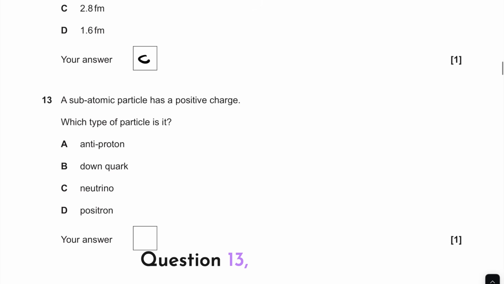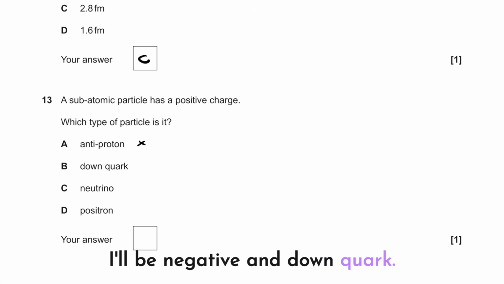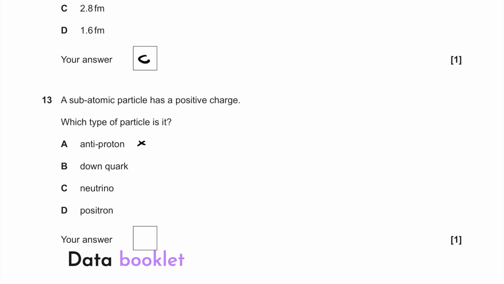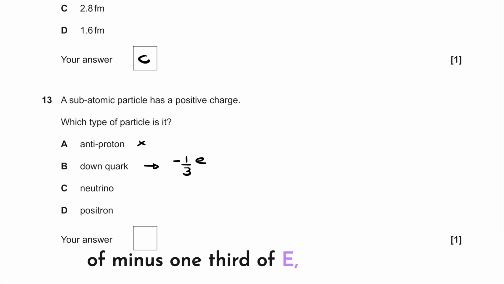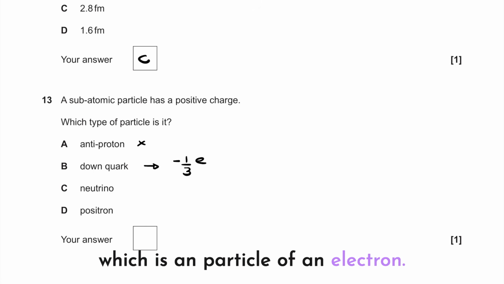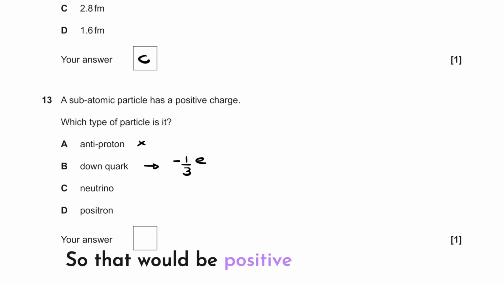Question 13. A subatomic particle has a positive charge. What type is it? It can't be an antiproton because that'll be negative. And down quark, from your data booklet, you can see it has a charge of minus 1/3 of E. So that's out. Neutrino doesn't have a charge. And that leaves us with positron, which is an antiparticle of an electron. So that would be positive. D is the answer.